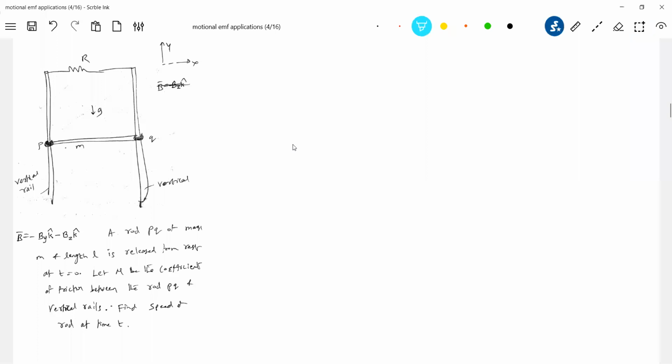So I just wanted to bring that idea of the friction here. Mu be the coefficient of friction between the rod PQ and vertical rails. Read the question, try to get the diagram. Look at the magnetic field. One component is along negative z-axis, the other component is along negative y-axis.